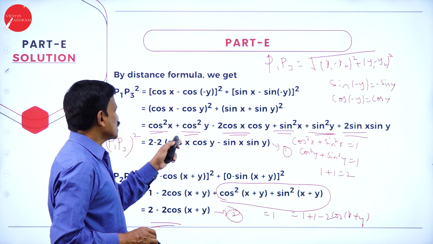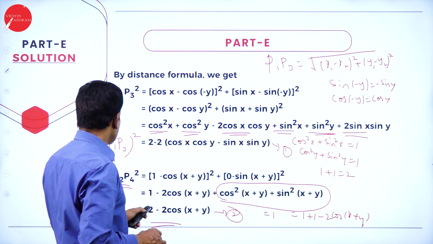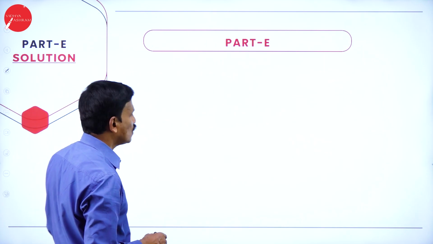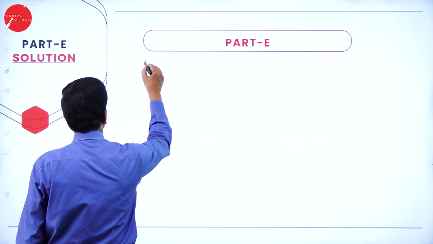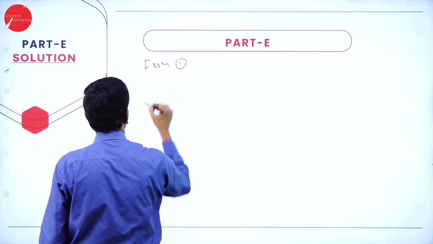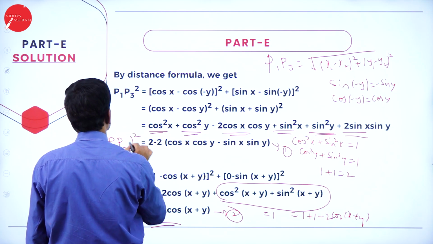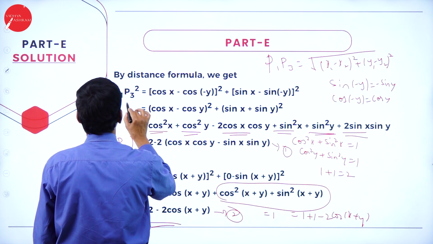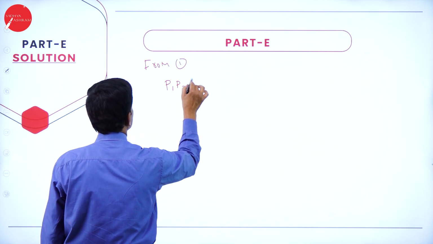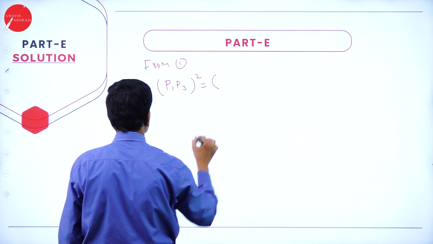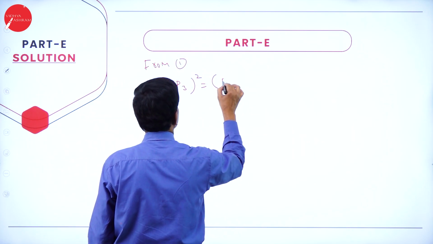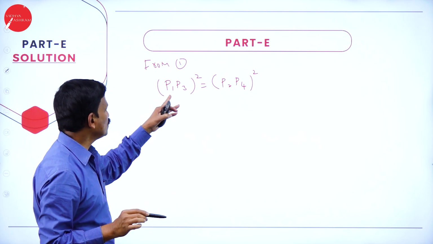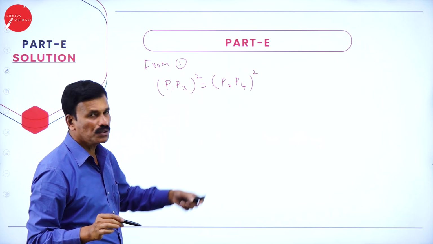2 minus 2 (cos x cos y minus sin x sin y). Equation number 2 is 2 minus 2 times cos of (x plus y). Now, what is equation number 1? From 1 and 2, we have P1P3 whole square is equal to P2P4 whole square.